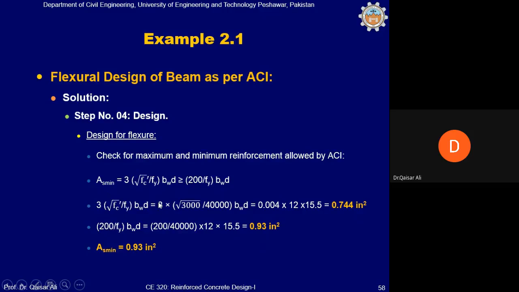And the rest of the equation is the same. 3 times the square root of fc prime, and 200, these are different. Otherwise, fy bwd are the same. So you should remember these things.